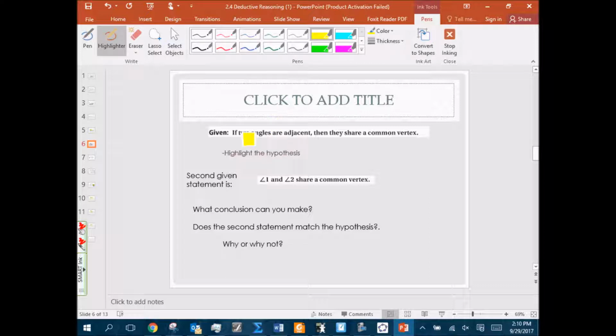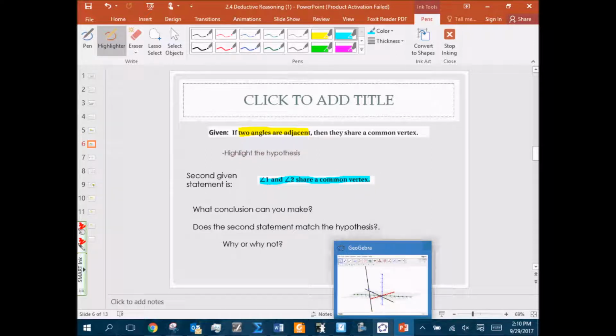Here, it says if two angles are adjacent, then they share a common vertex. Would you guys agree with that? Okay, that's part of the definition for being adjacent, right? They have to have a common vertex. So if I look at that phrase there, that's my hypothesis. And here's my second statement. Does that second statement match the stuff that I have in yellow?